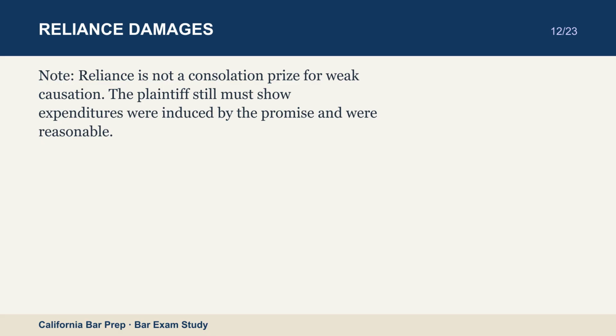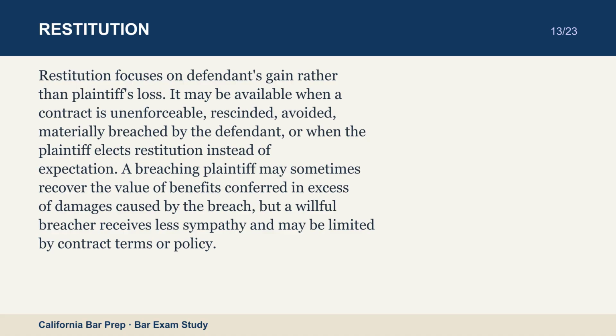It may be available when a contract is unenforceable, rescinded, avoided, materially breached by the defendant, or when the plaintiff elects restitution instead of expectation. A breaching plaintiff may sometimes recover the value of benefits conferred in excess of damages caused by the breach, but a willful breacher receives less sympathy and may be limited by contract terms or policy.